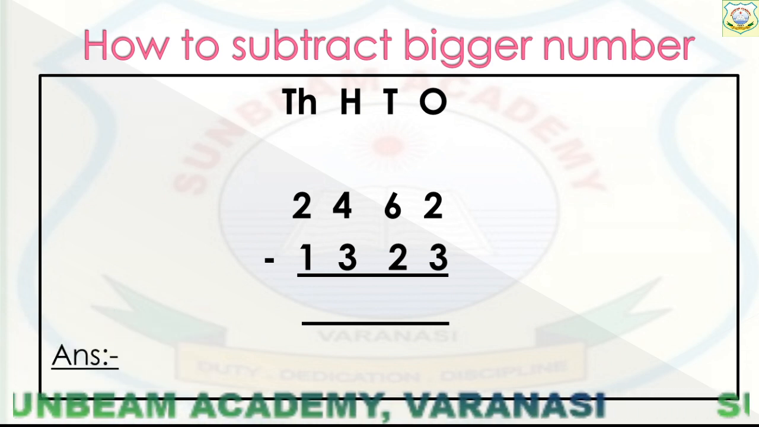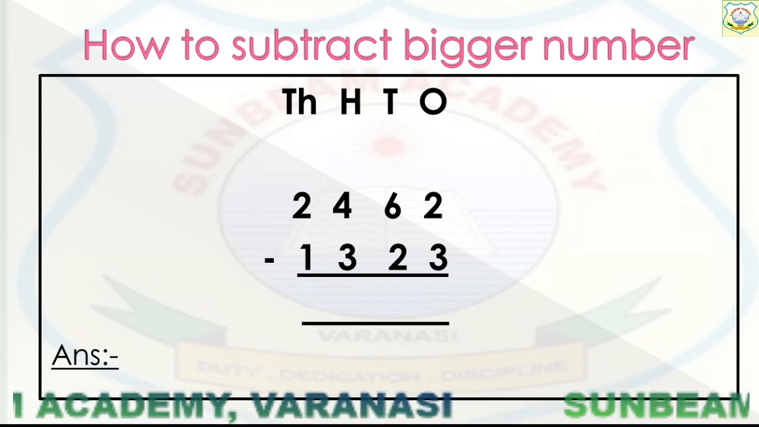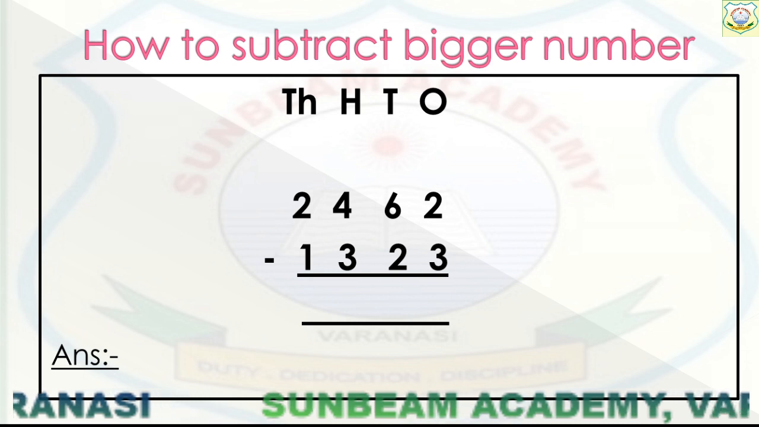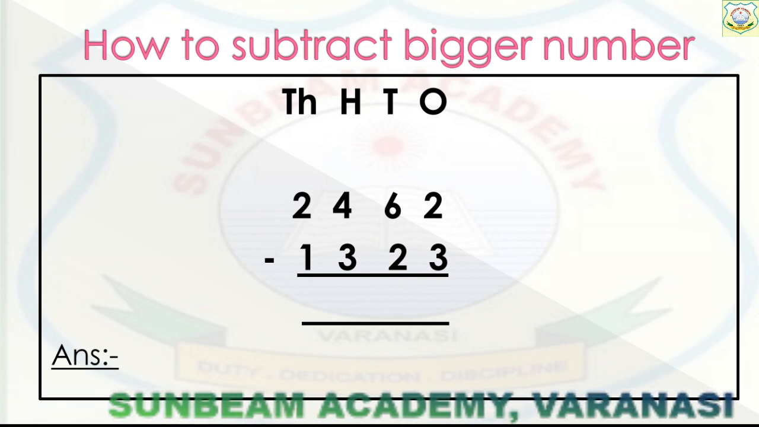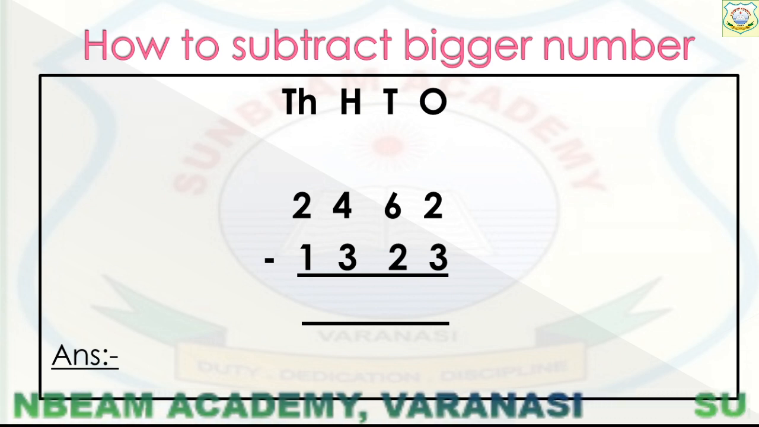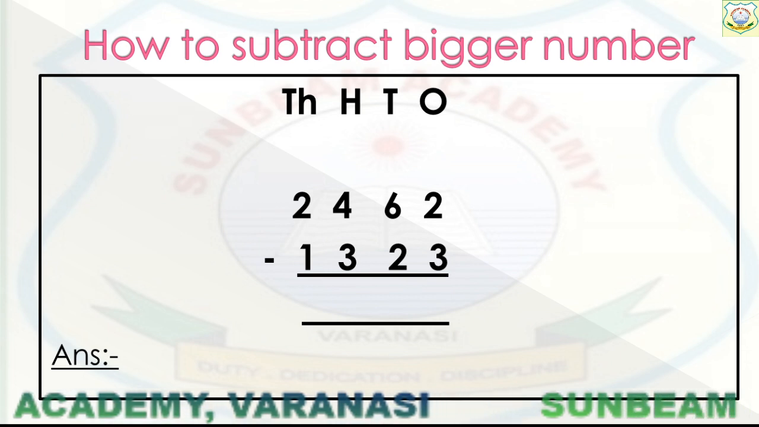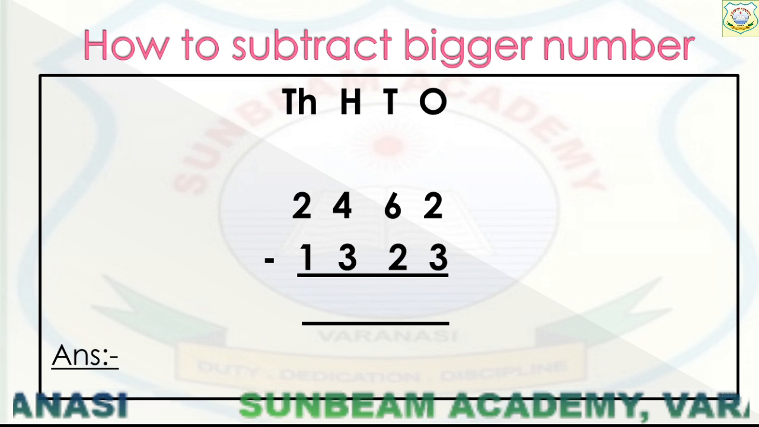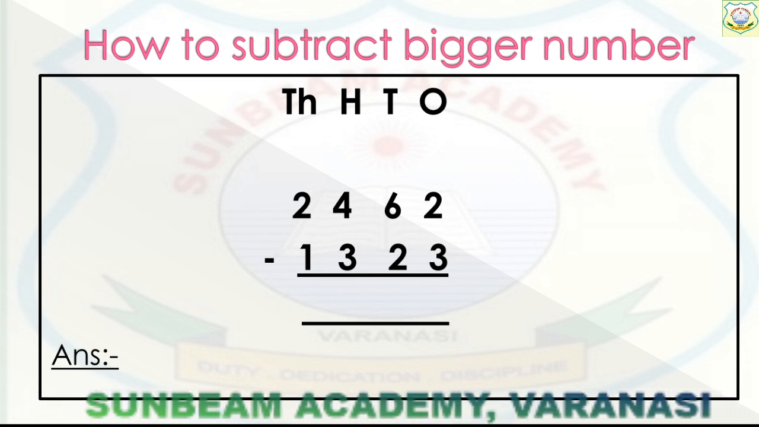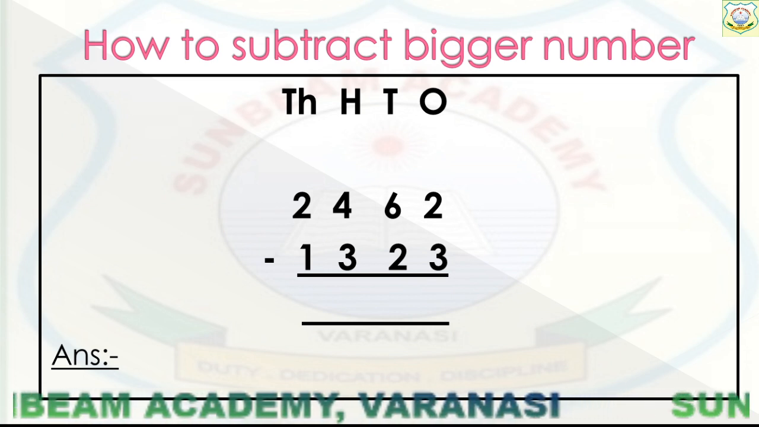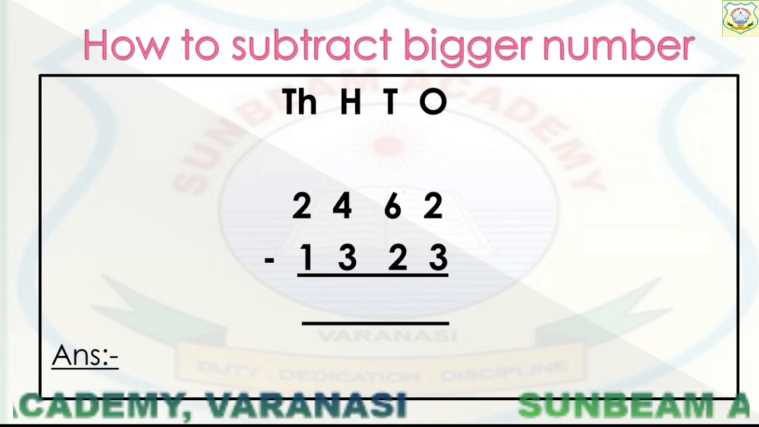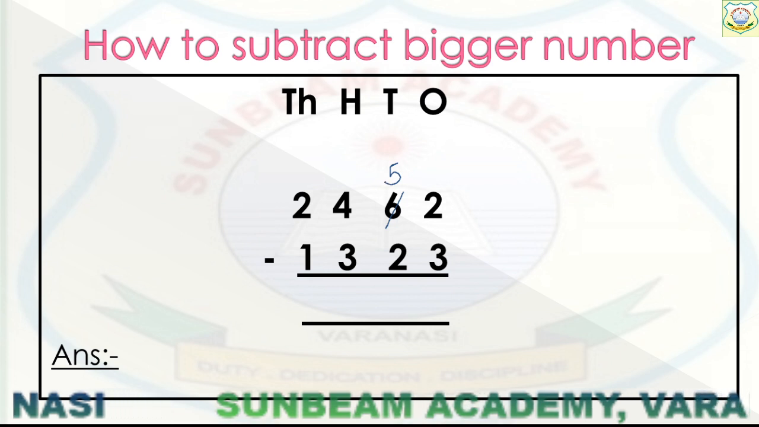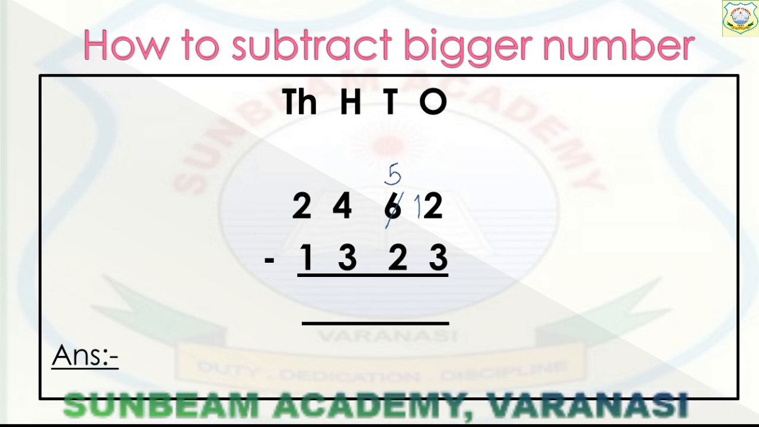Okay, so now the question is 2 minus 3. Is it possible? No, right? It's not possible. So what do we have to do? We have to ask 6, please give me one number. The ones place is saying, please give me one number. So now 6 is saying, okay, fine. So now 6 becomes 5 and it becomes 12.